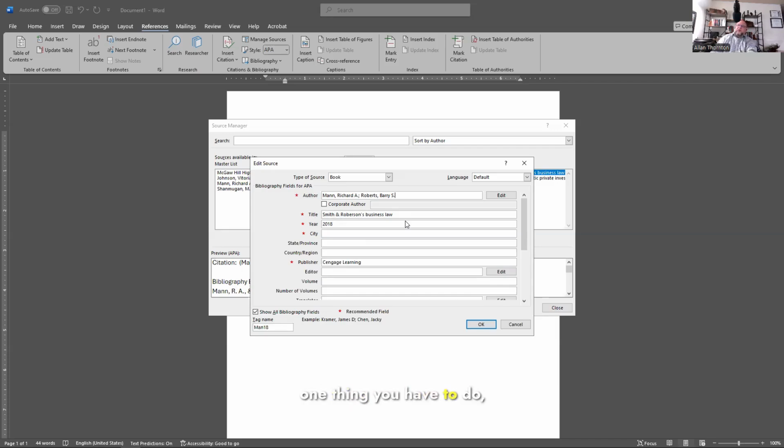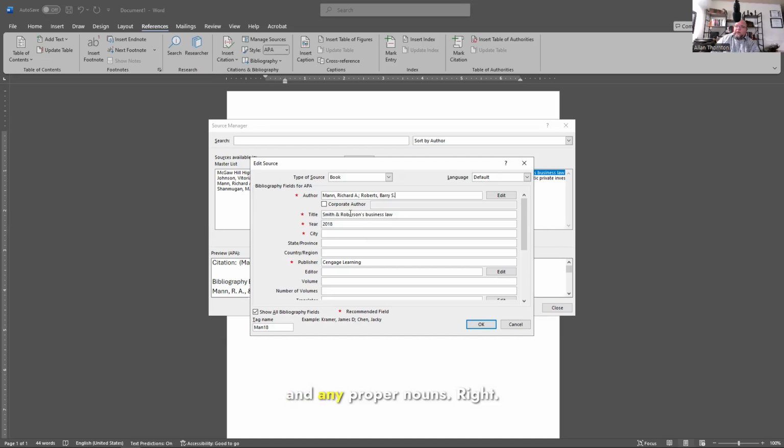Now, one thing you have to do, because APA on Word is in the sixth edition, and we're now using the seventh edition of the APA publication manual. So in the seventh edition is when the lowercase came into play here. So you'll have to type it in the way it's required. So you'll type in Smith and Roberson's. You can use the and symbol, and then lowercase in business, lowercase in law.